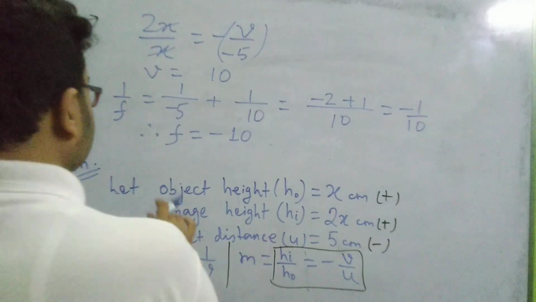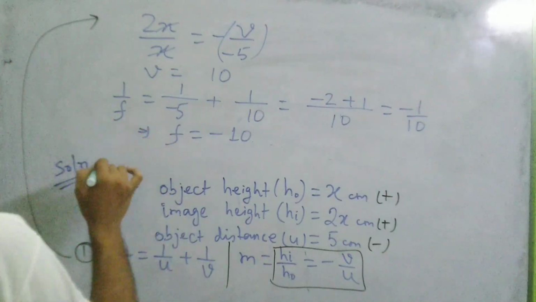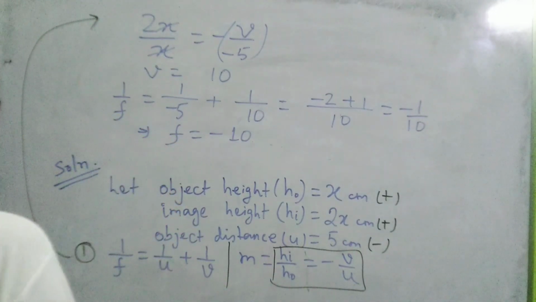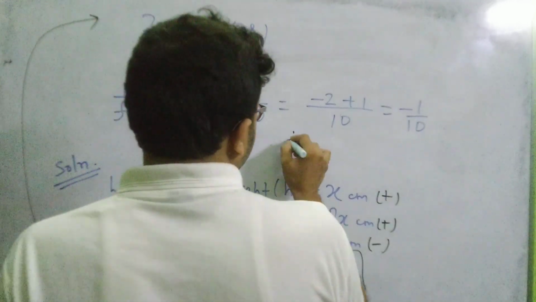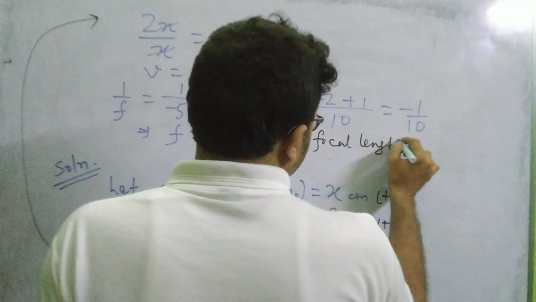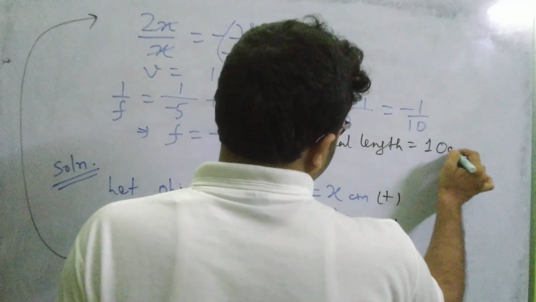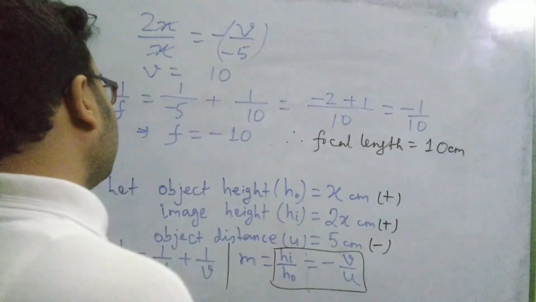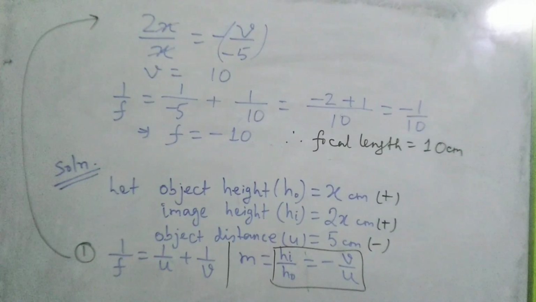So focal length f equals minus 10, therefore we shall be writing it like this. Therefore focal length is equal to 10 centimeter. Now why is it coming out negative? Because it's a concave mirror. For a concave mirror the focal length is always negative.